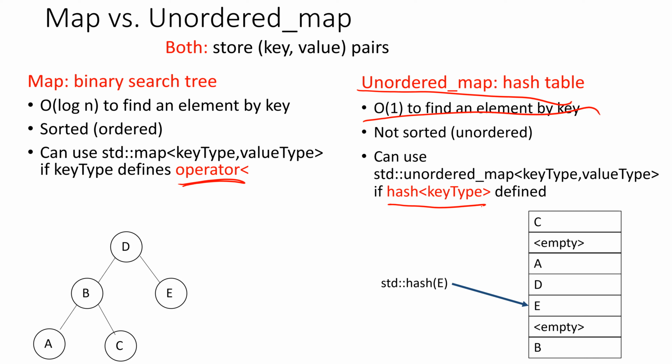STL has already defined hash functions for things like keys, strings, so you just use an unordered map with those keys, it's fine. If you made your own class and you want to make an unordered map of it, you have to write a hash function. It's not that hard, but you have to write it, or it won't compile. It'll basically say, well, you're trying to use this templated class and it needs this, and you didn't make this. So you got to make it, or you got to use something else.